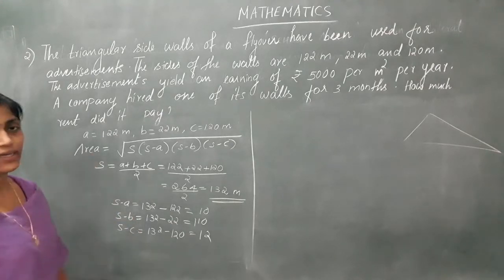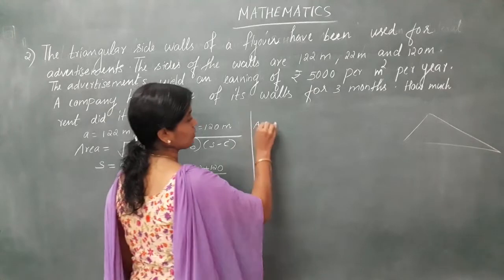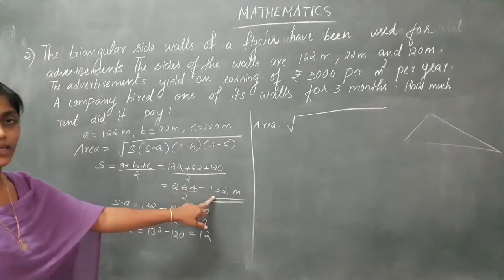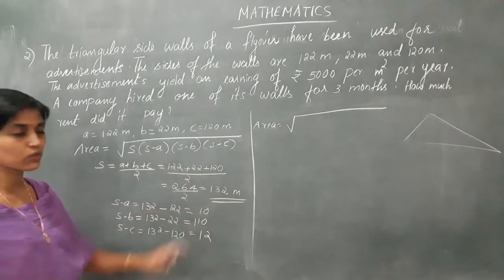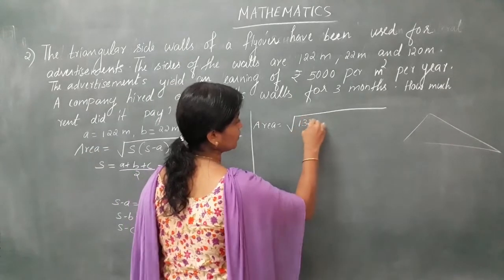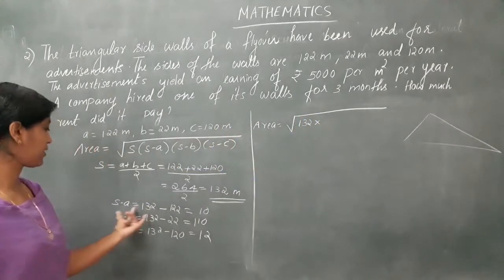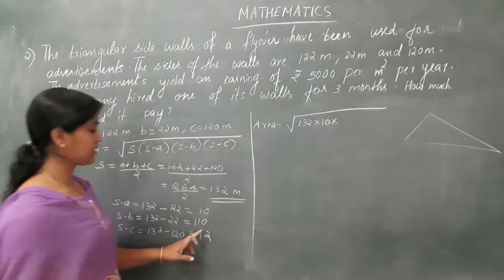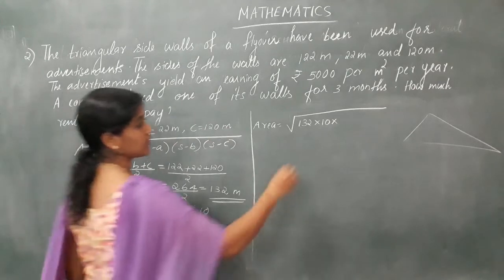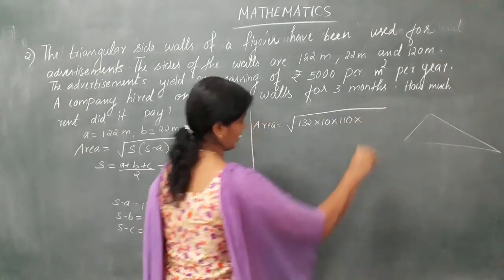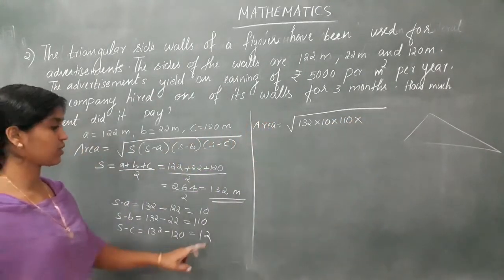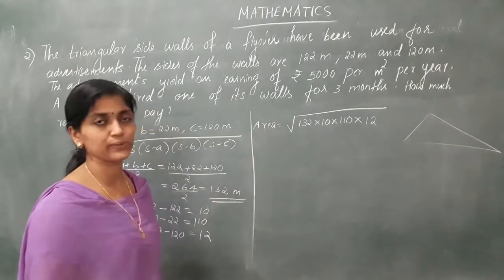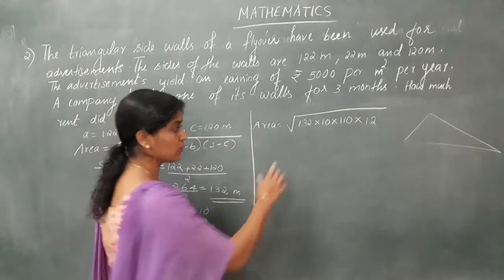Now I am going to find the area. Area is equal to root of S, we got that one, S first, isn't it? S is equal to 132. S minus A, S minus A is 10. Then S minus B, what is it? It is 110. Then S minus C, it is equal to 12. Okay, so we got the root of this. So you know now how to find the root of this number.